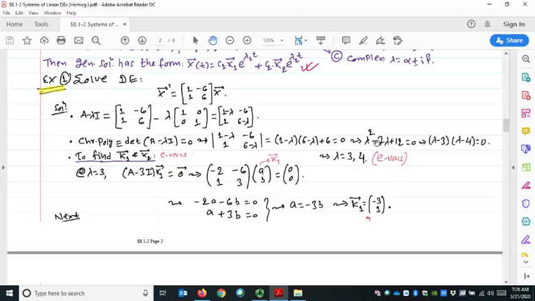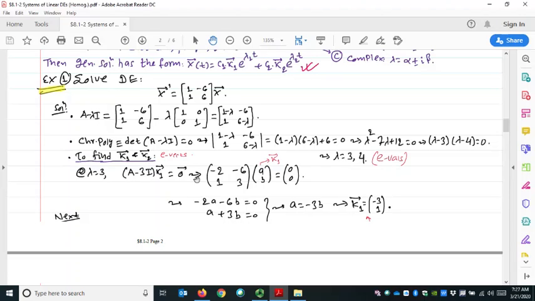This gives you a quadratic equation in lambda, so it has two roots. In our case, lambda equals 3 and 4. So these are the eigenvalues. Next, find the corresponding eigenvectors for these lambdas. So when lambda equals 3, solve the vector equation A minus 3I times vector k1 equals vector 0. k1 is the eigenvector corresponding to 3. Let's assume its components are a, b.